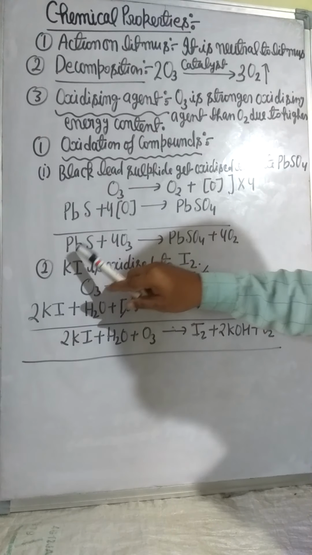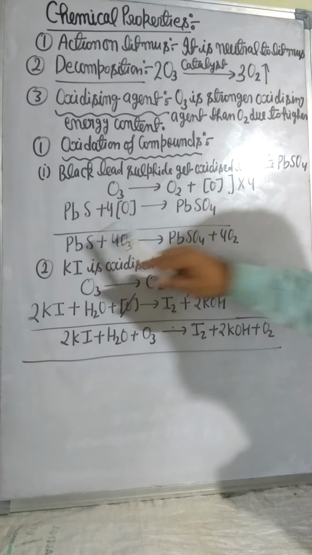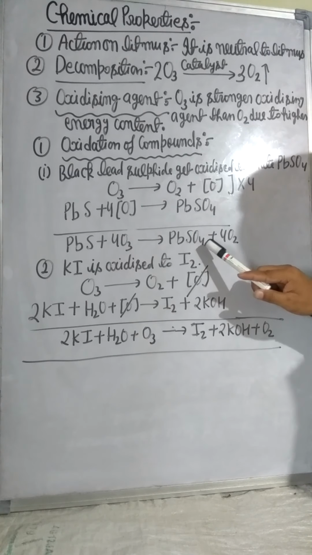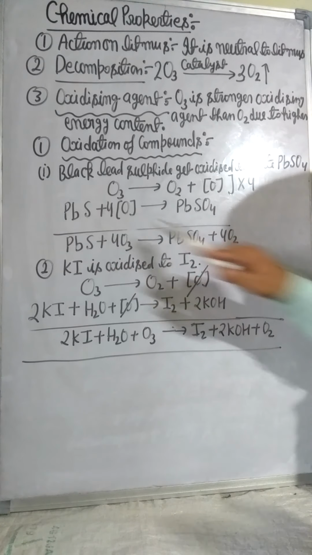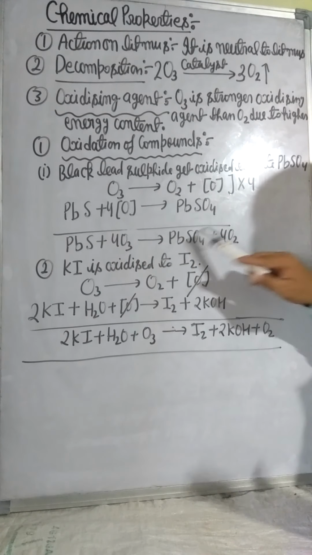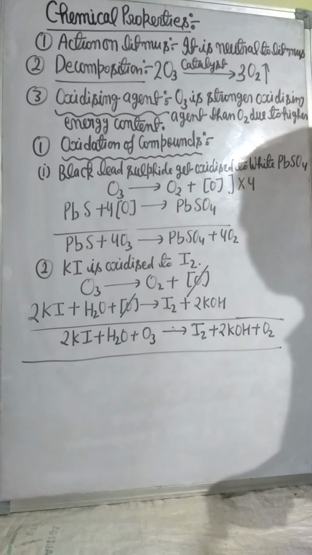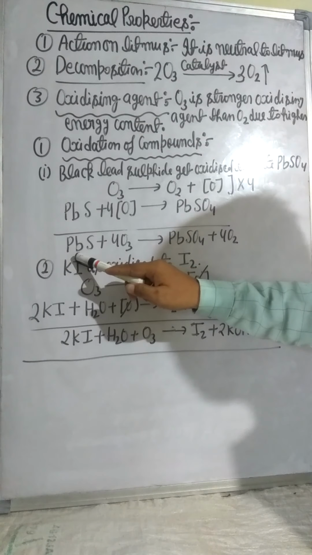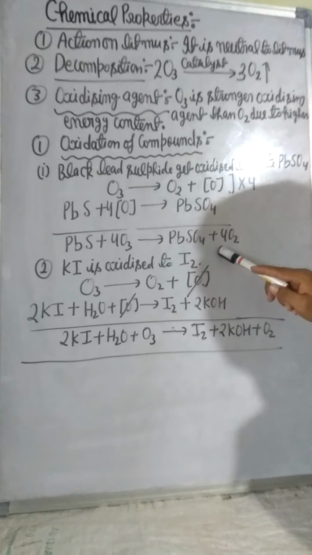Black lead sulfide gets oxidized to white lead sulfate. Dear student, again listen to me. This is black color. Black lead sulfide gets oxidized to white lead sulfate.